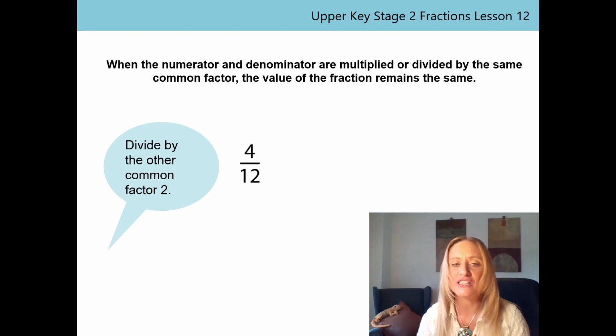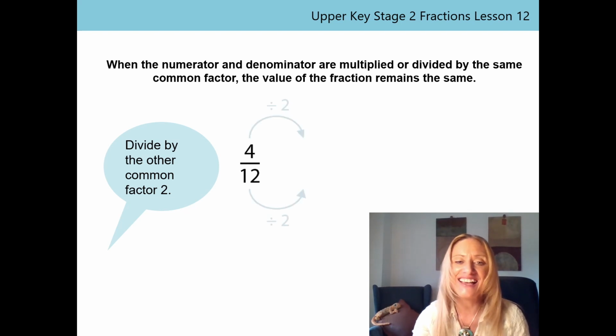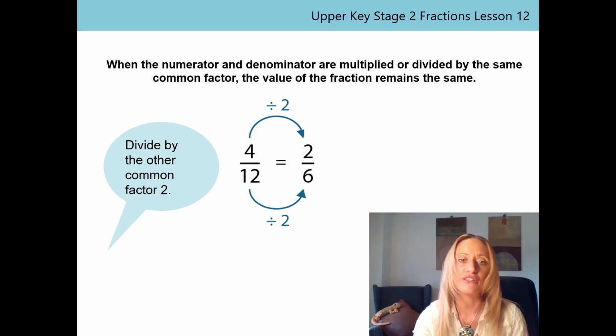How about if we divide it by the other common factor 2? Would you like to have a go at that? So pause me again and divide the numerator and denominator by 2 and tell me which equivalent fraction you get. What did you get? Okay, so if we divide the numerator and denominator by 2, did you find that you got 2/6? So this is an equivalent fraction. Is it in its simplest form? No, it's not in its simplest form.